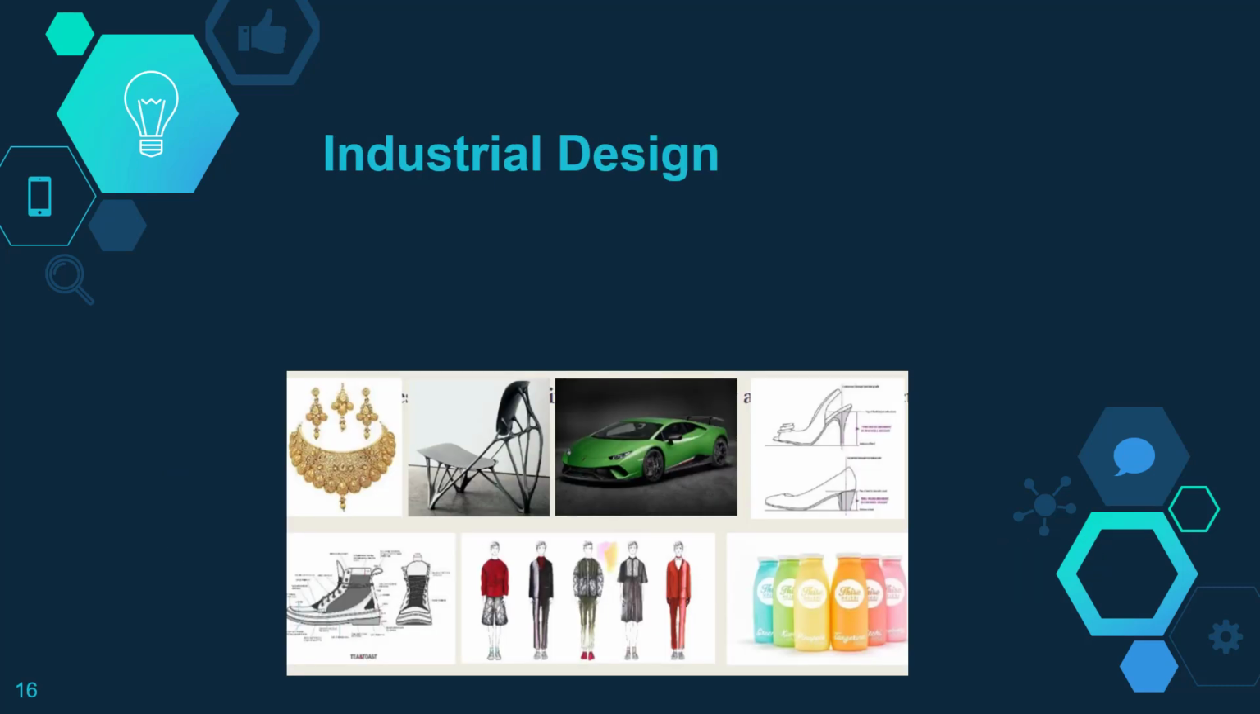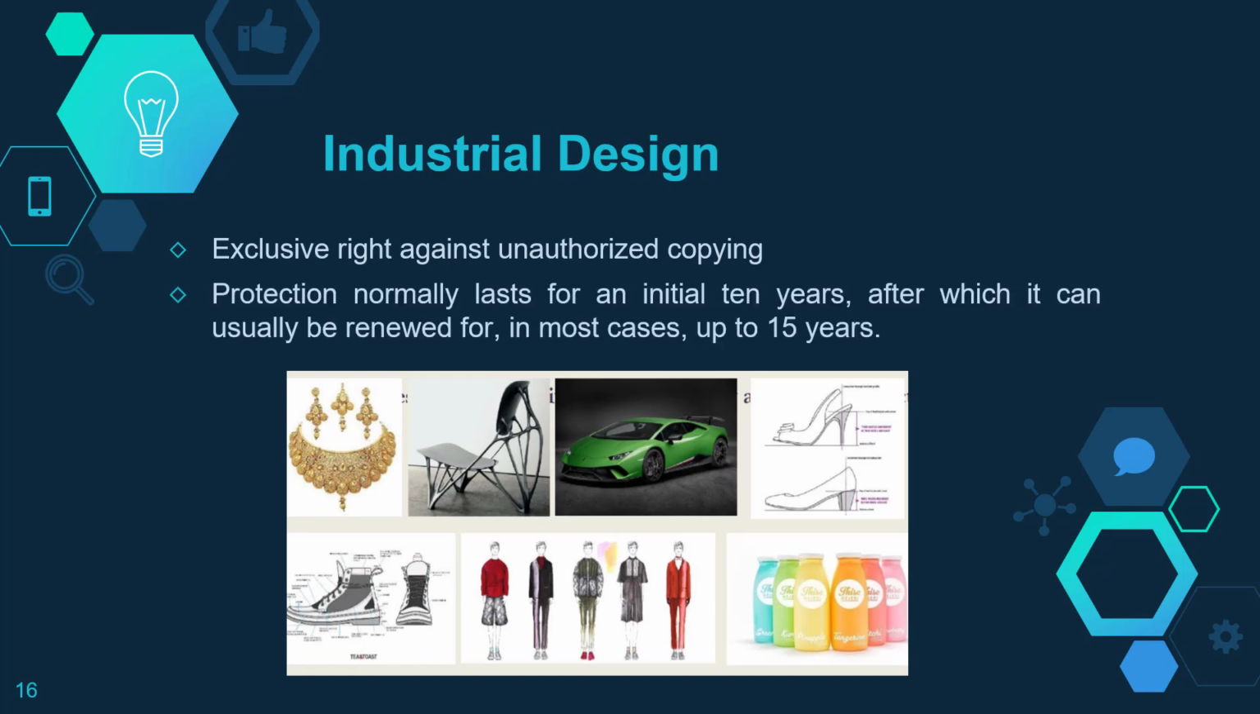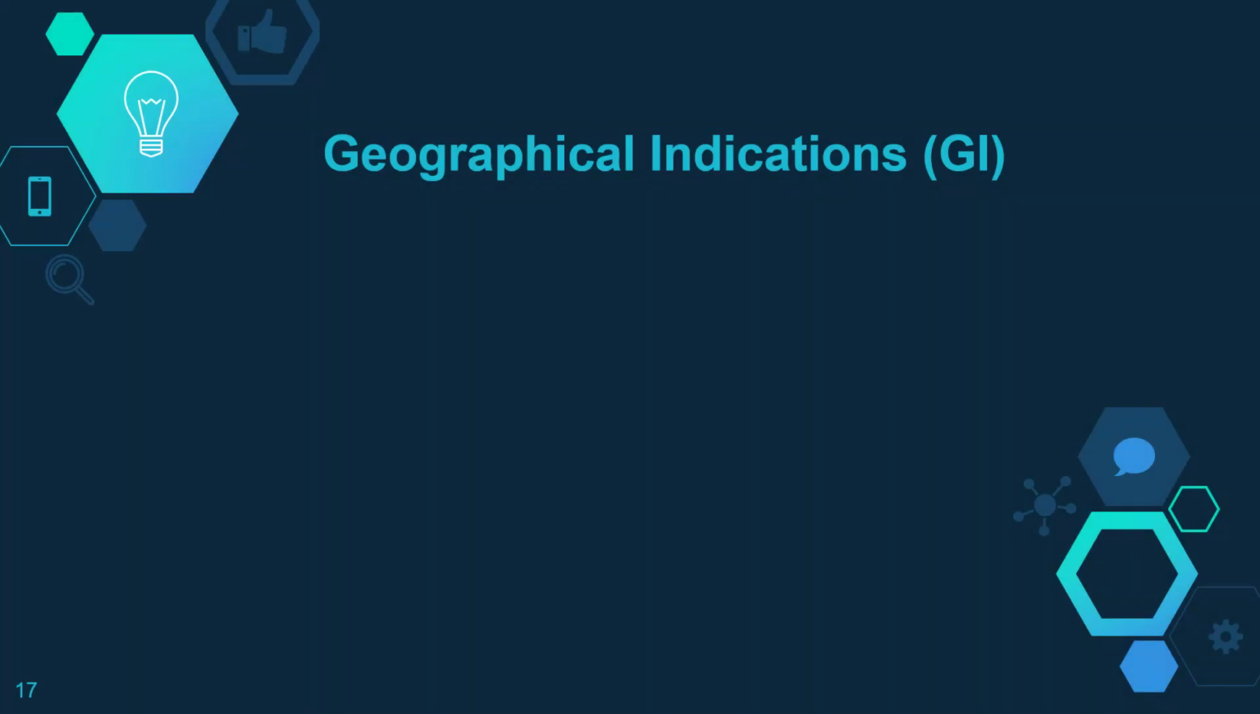The next one is the industrial design. So if you could look at my screen, there are various designs and it can be a design of a jewelry, a chair, a shoe, a car, it can be anything. So what is industrial design? Industrial design includes exclusive rights against the unauthorized copying of the designs. Protection normally lasts for an initial 10 years, after which it can usually be renewed, in most cases up to maybe 15 years.